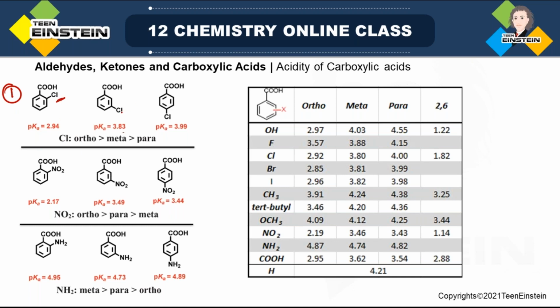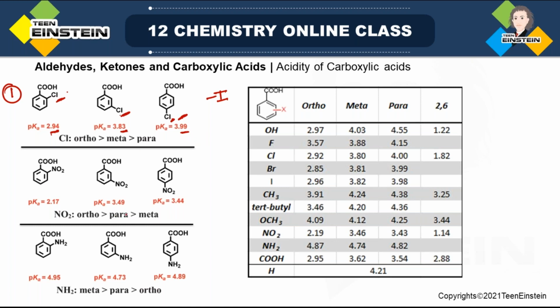Chloro in the ortho position, meta position, para position. Now look at the pKa values. It is maximum acidic when it is ortho, after that meta, and then para. The reason for this behavior is that chlorine has a minus I effect, and the minus I effect decreases with distance. So when it is at the 4 position, its minus I effect is not as strong as when it is at the 2 position. That is why ortho is most acidic, then meta, then para. And when you consider it, don't consider the plus R effect of Cl. Here the minus I effect of halogens is mostly considered. So this is the order.